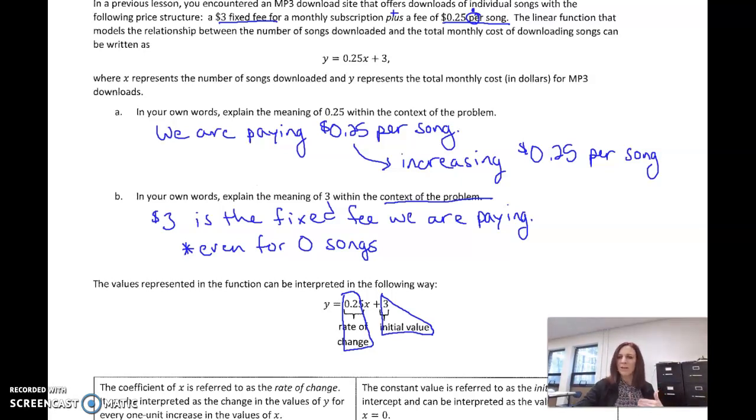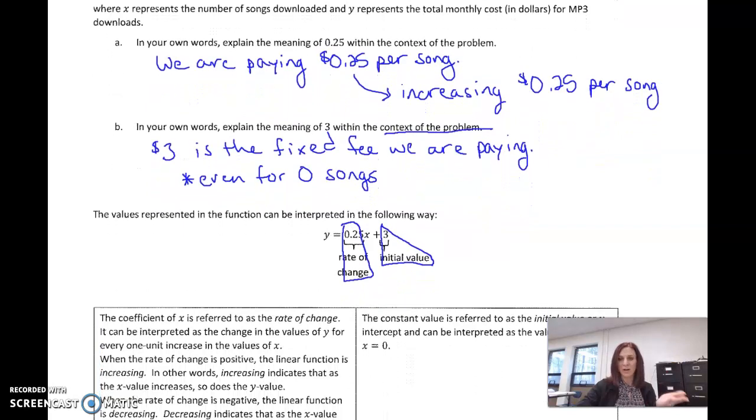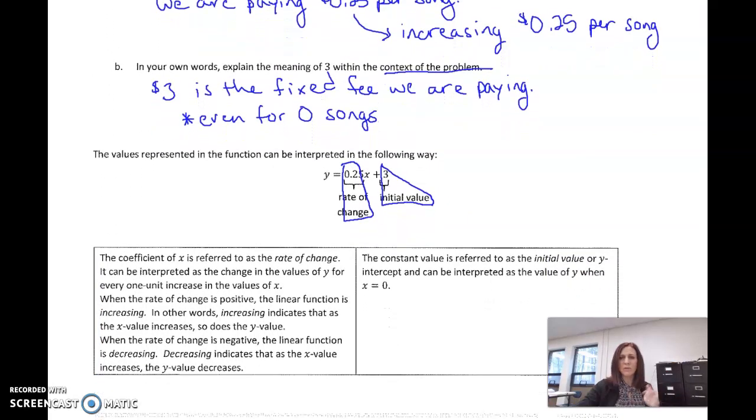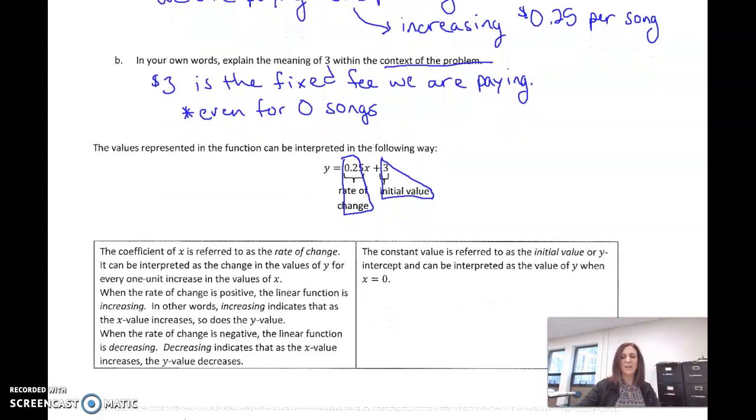So again, these are more real life issues than just, hey, here's an equation, graph it, or what does this mean? So if it's more real life issues, we want to think about it more in terms of real life issues. And we want to focus maybe a little bit on what does it mean when things are increasing and decreasing. So the coefficient of x is referred to as the rate of change. Slope, unit rate, okay? But basically it's telling us how much something is changing. It can be interpreted as the change in the values of y for every 1 unit increase for the value of x, right? That's what our slope does.